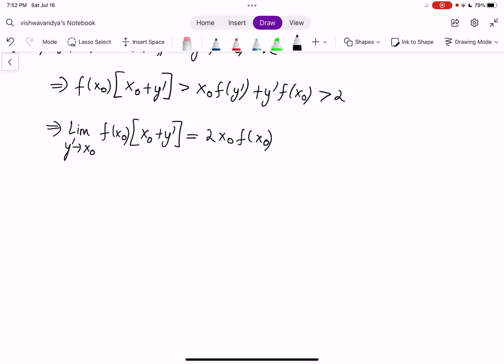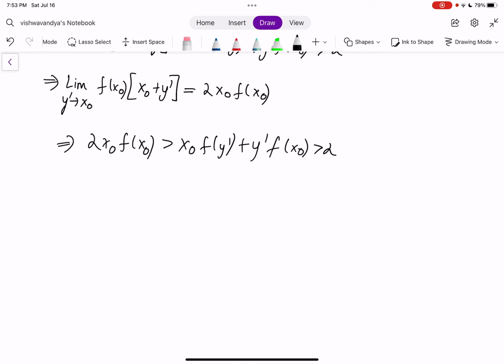Why is that? Because this part is continuous: if x naught is fixed, f of x naught is a fixed real number, and x naught plus y prime is just a polynomial in y prime for fixed x naught. So according to continuity, the limit as x tends to a is f of a. So that's what I've done. But now this means that 2 x naught f of x naught is greater than x naught f of y prime plus y prime f of x naught, which is greater than 2.